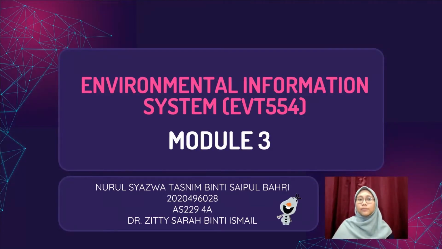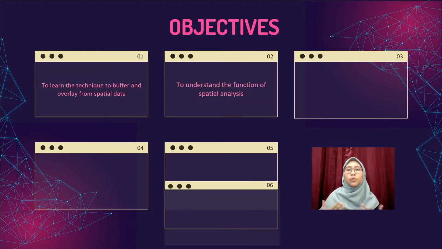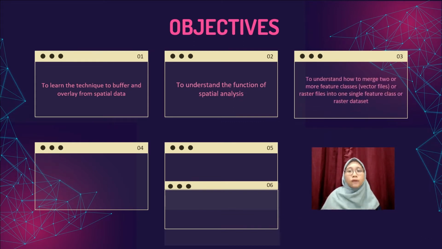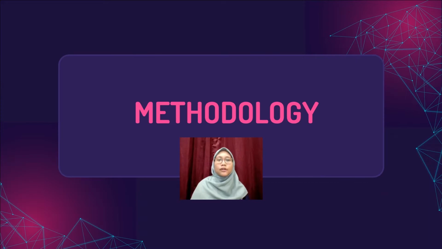to present about Practical Module 3. The objectives are to learn the technique to buffer and overlay from the spatial data, to understand the function of spatial analysis, to understand how to merge two or more feature classes, vector files or raster files into one single feature class or raster dataset, to understand fundamental GIS using ArcGIS, to familiarize components in ArcGIS, and lastly to recognize geospatial data. Next is methodology.